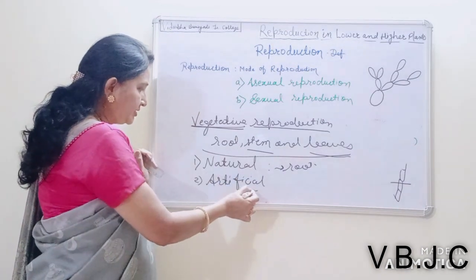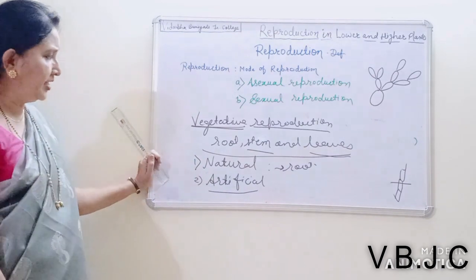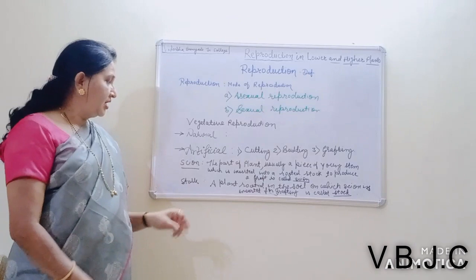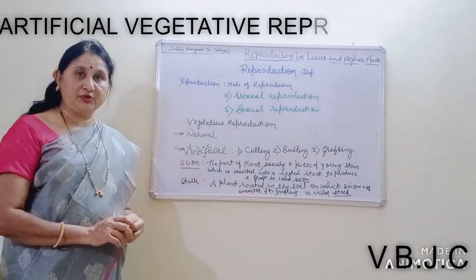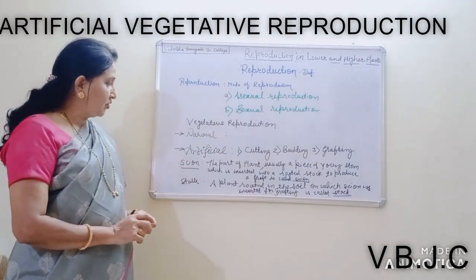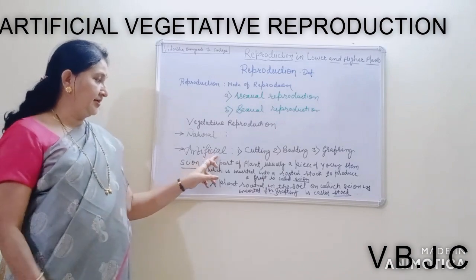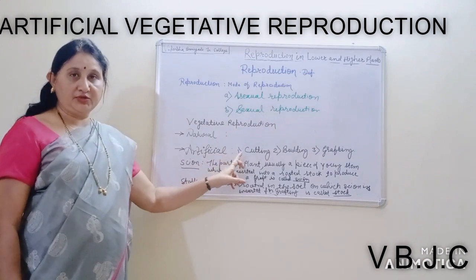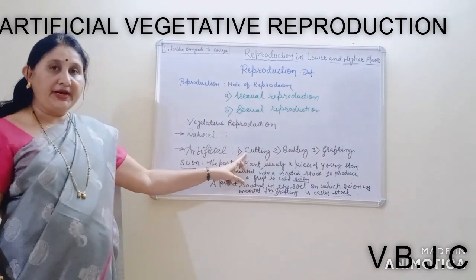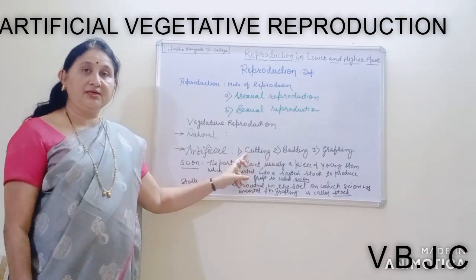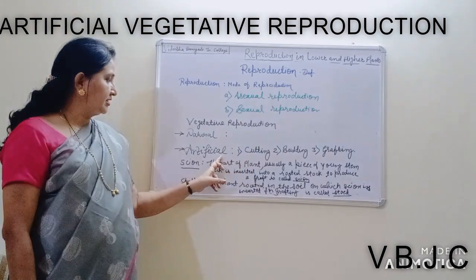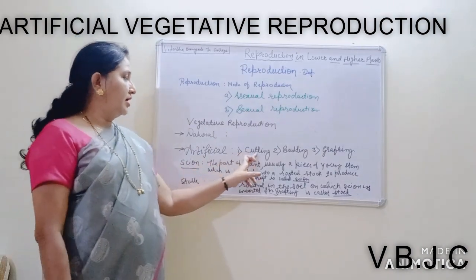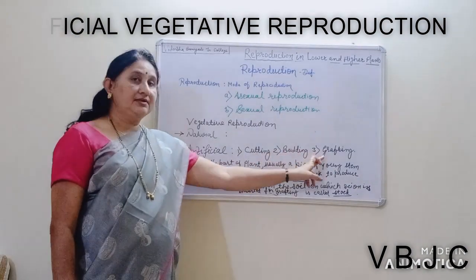But now here is the second type of vegetative reproduction, which is known as artificial reproduction. In this artificial vegetative reproduction, for the benefit of mankind, it is mainly used by human beings for better quality of plants and for a better yield also. There are three types of artificial vegetative propagation: cutting, budding and grafting.